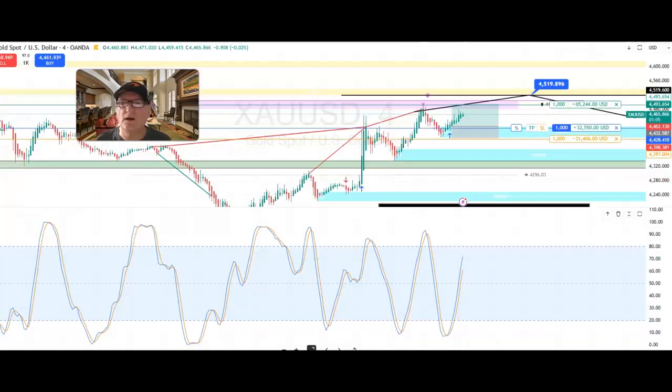Let's have a quick look at gold. Looking okay. As the price moves into here, or the price cycle, and it hasn't reached your target, this swing high here, then close it and bank your money.